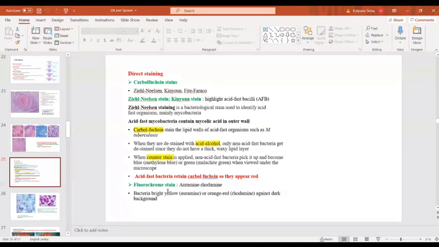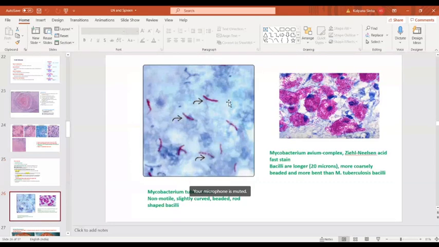Other methods are fluorochrome stains like Auramine and Rhodamine. So the bacteria will appear red against a dark background on fluorescent microscopy. These are the rod-shaped bacilli. They are somewhat beaded and curved on acid-fast stain, and this is also an acid-fast stain, the Ziehl-Neelsen staining. These are atypical Mycobacterium. They are a bit larger and more beaded than normal Mycobacterium tuberculosis.